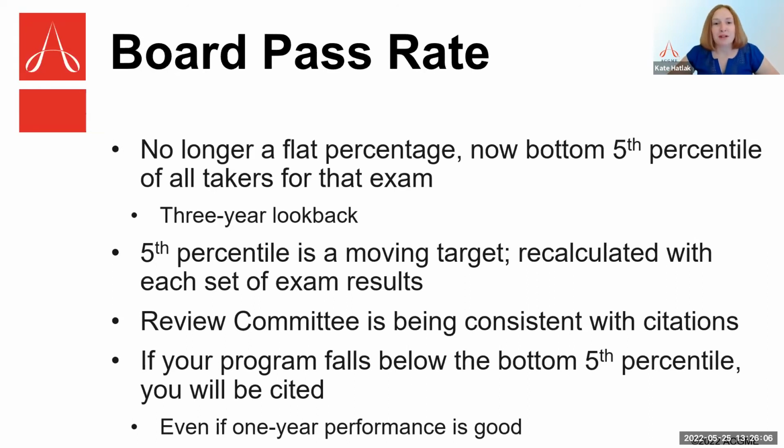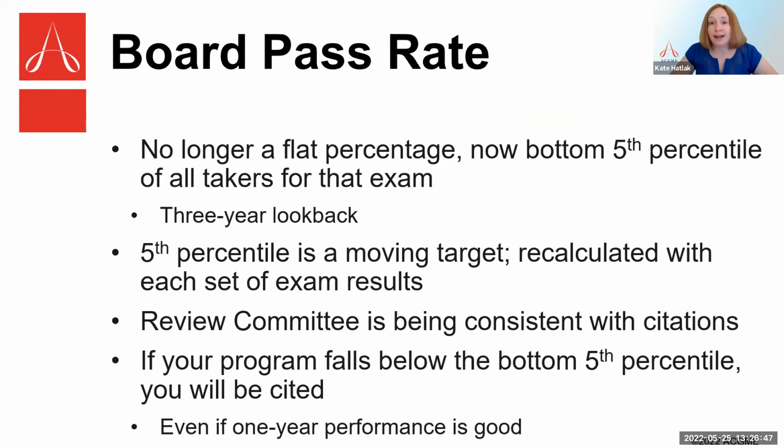All right, I said I'd also come back to the board pass rate. So as a reminder, there's no longer a set flat percentage that you have to be above, 70%. Now it's the bottom 5th percentile of all takers specific to the cytopathology exam. And the ACGME gets their data right from the AB path. So it's a 3-year look back, meaning it's a 3-year average. And I will clarify that the 5th percentile is a moving target. So that number changes with each exam administration, right? Because each exam has slightly different performance, there's going to be a slightly different 5th percentile of who's above and below.